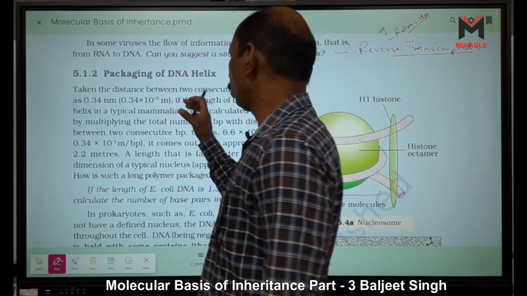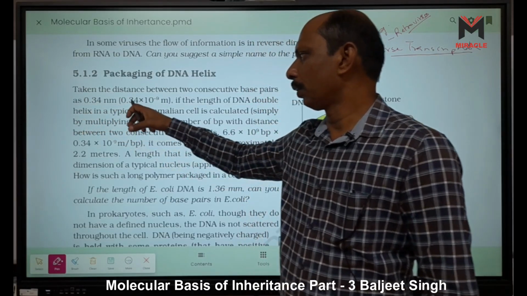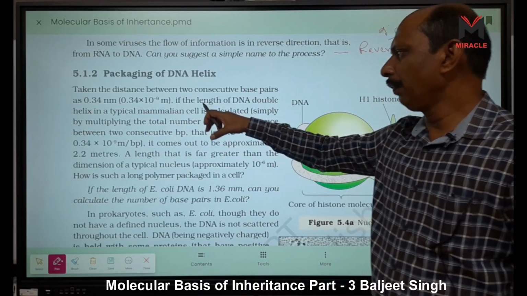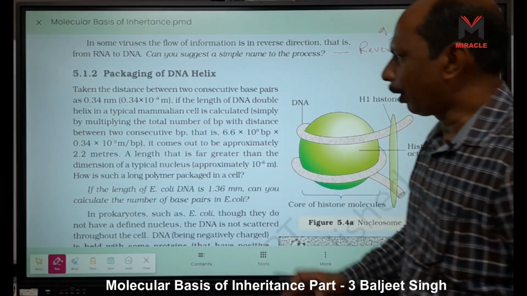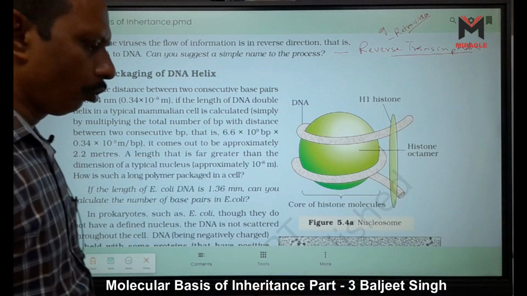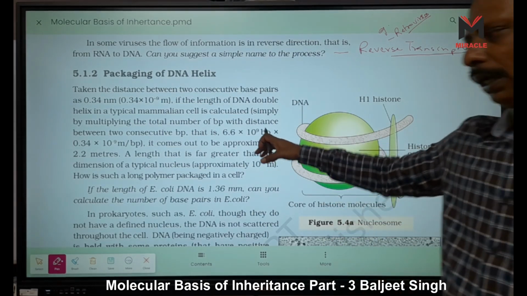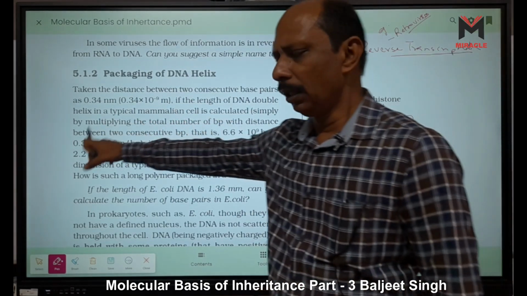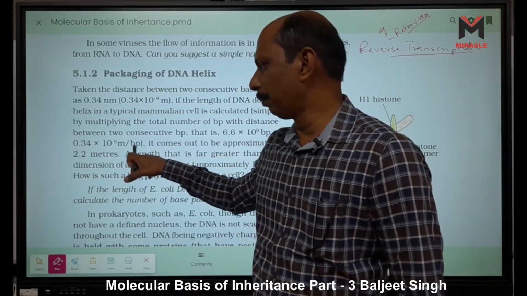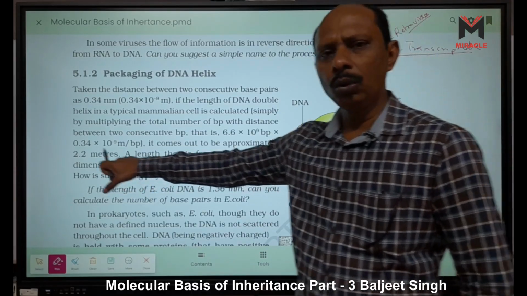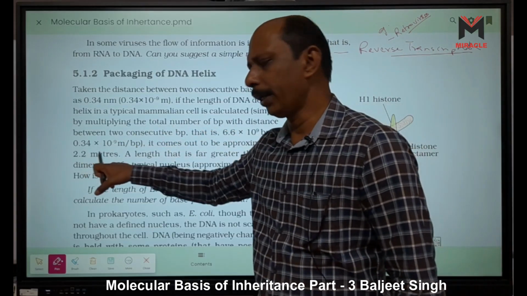So take the distance between two consecutive base pairs as 0.34 nanometer, or we can say 0.34 into 10 power minus 9 meter. If the length of the DNA double helix in a typical mammalian cell is calculated, how can we calculate it? Because we know in a human diploid cell 6.6 into 10 power 9 base pairs are there. We have to multiply this with the distance between two nucleotides, and that is 0.34 into 10 power minus 9 meter. Now we get approximately 2.2 meters.